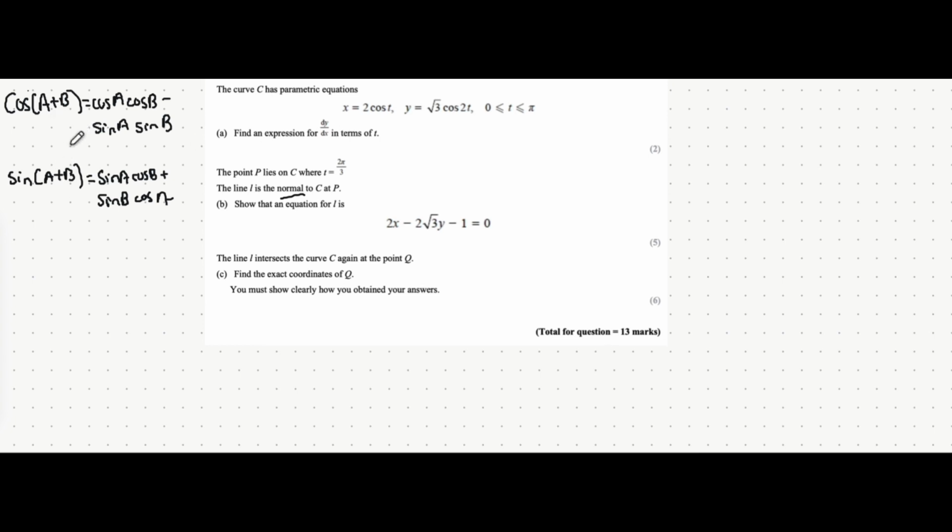I've also written out these two identities. If you wanted to have a go yourself, feel free to. So it says find dy/dx in terms of t. So how do we do that?